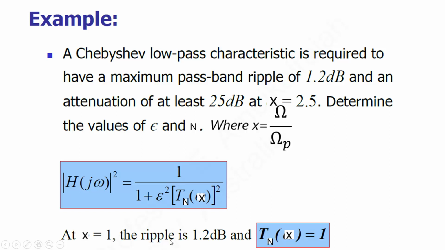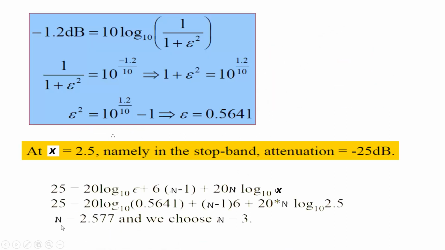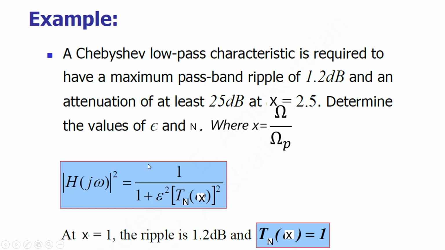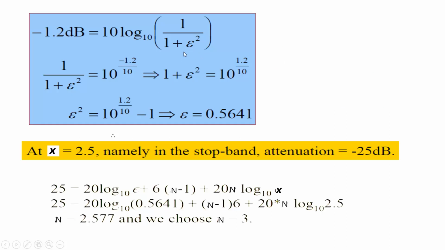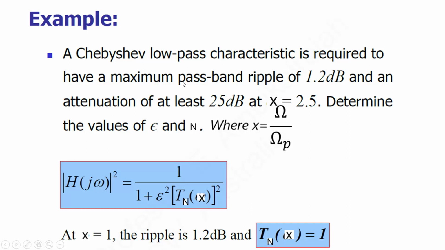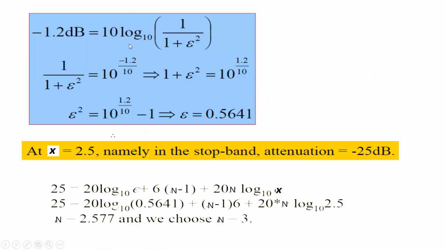Now at x is equal to 1, the ripple is 1.2 dB, and T_N(x), we know, is 1 from the Chebyshev polynomial. So we put minus 1.2 dB on the left hand side, equal to 1 over 1 plus epsilon square, and we have to calculate the value of epsilon. After you substitute the values, you will be able to find 1 over 1 plus epsilon square.